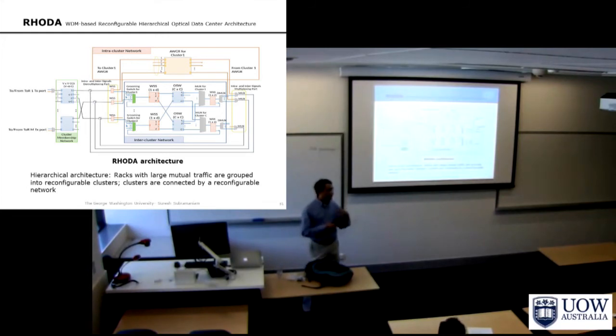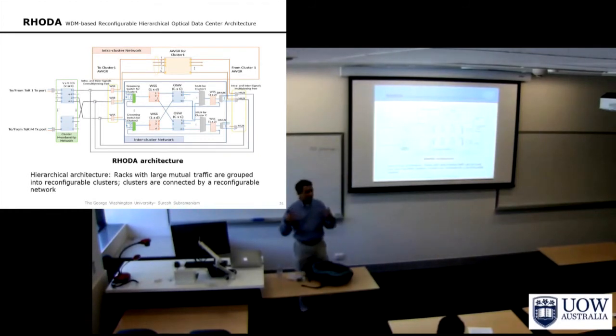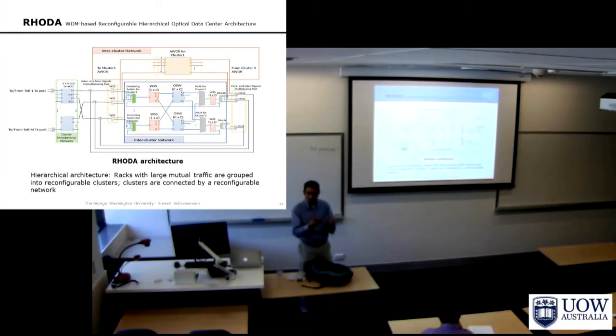That observation leads us to the idea: why don't we combine racks that have a lot of mutual traffic between them into a single cluster and somehow provide high bandwidth to those racks within that cluster. Now obviously I need to be able to reconfigure this cluster because this traffic is not going to stay static. At one point of time, rack 1 may have a lot of traffic to racks 5, 6, 7, and 8. At another point of time, it may be 9, 10, 11, 12. So I should be able to change the definition of this cluster.